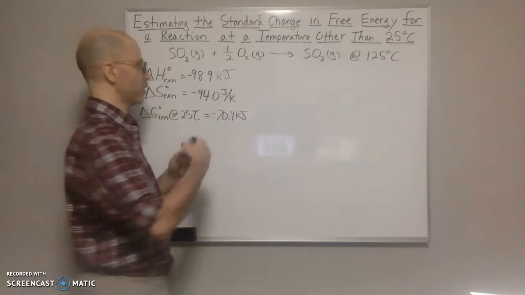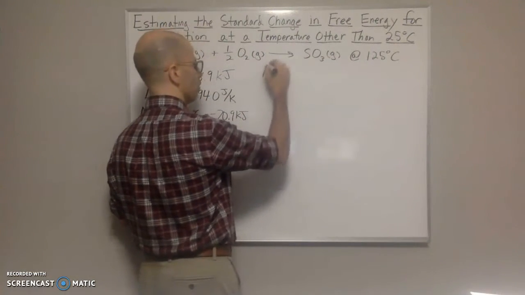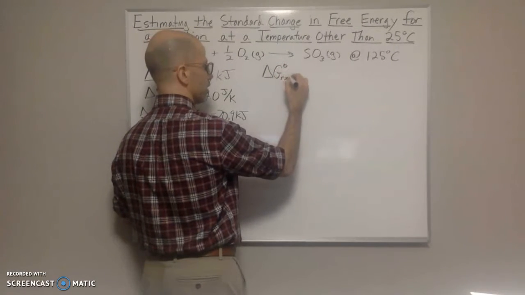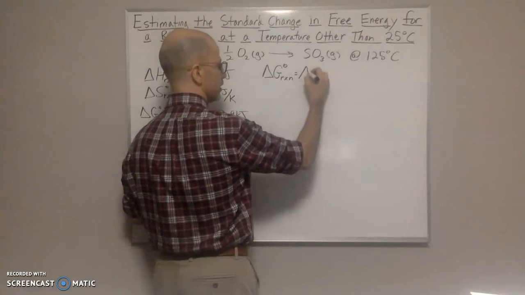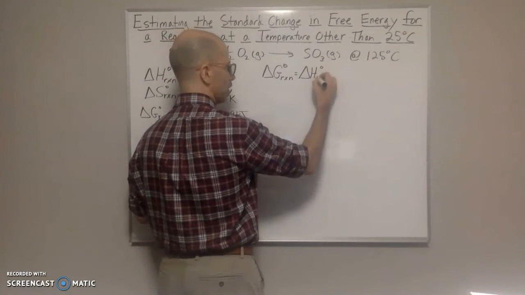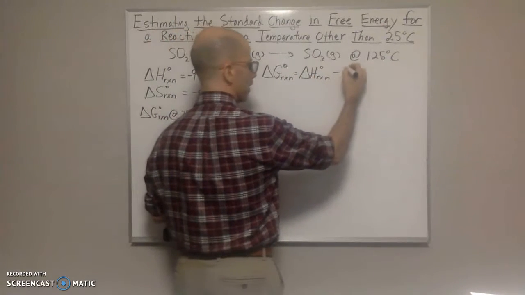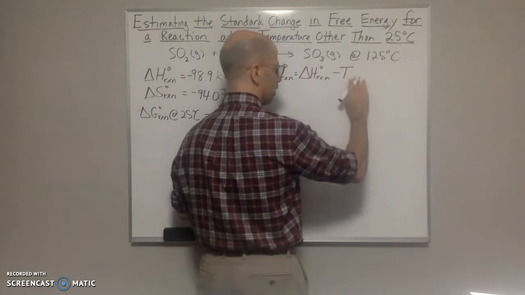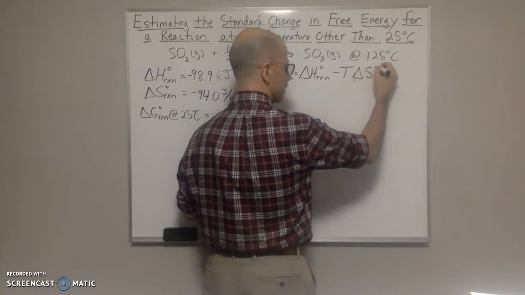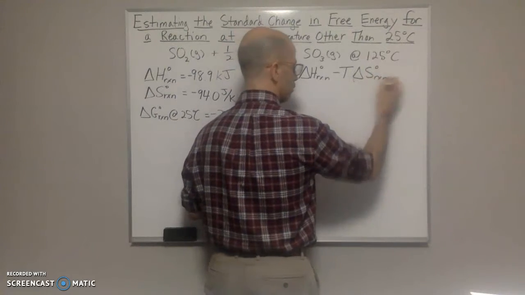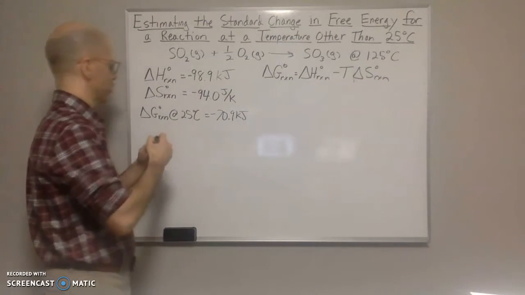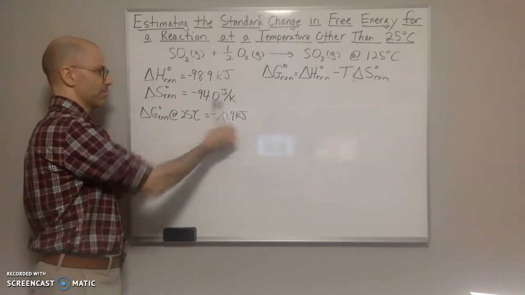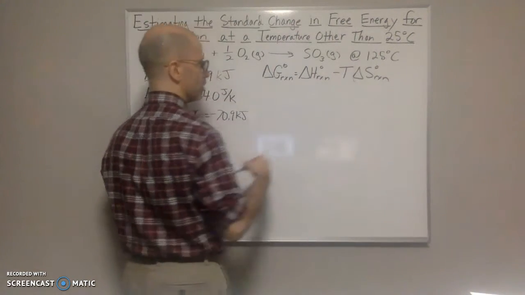And we're going to go ahead and use the same equation we did before. So the standard Gibbs free energy of the reaction is equal to the standard enthalpy of the reaction minus the temperature in Kelvin multiplied by the delta S, the standard entropy of the reaction. So what we're going to do is put in these values here, and then put in the new temperature.